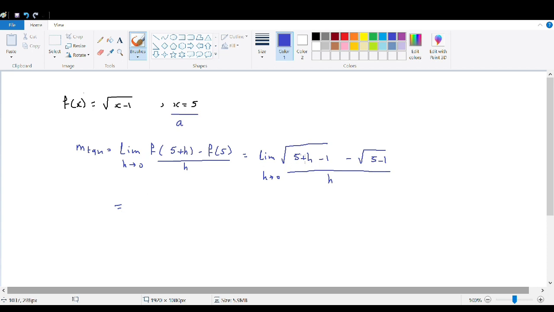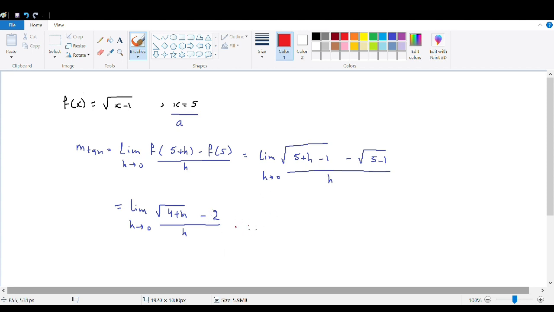So this will give us root of 5+h minus 1, and 5 minus 1 will be 4. So it will be the limit of root of 4+h minus root of 5 minus 1, which is root of 4. Root of 4 will be 2, so here we have minus 2 divided by h when h approaches 0. If you use direct substitution, you will get root of 4 plus 0, which is 2, then 2 minus 2, giving 0 over 0.